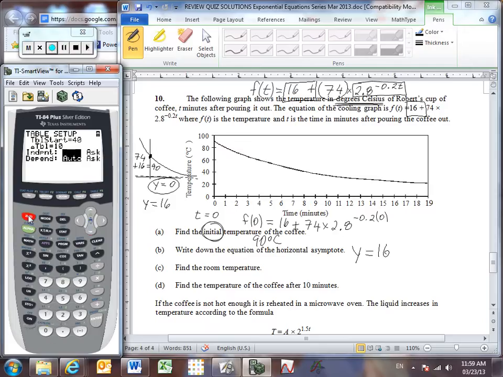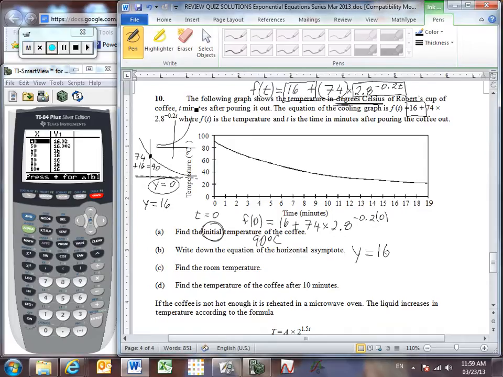Now let's have a look at our table. So you can see we're going 40, 50, 16, and look, I've basically gotten so close to 16 that the calculator can't distinguish between that value very close to 16 and the value 16 itself. So this is a nice way of finding asymptotes, by looking at the table of your function as we go far into the future, or if it was an exponential growth function, far into the past as t is very negative, and determining when your y value stops changing.